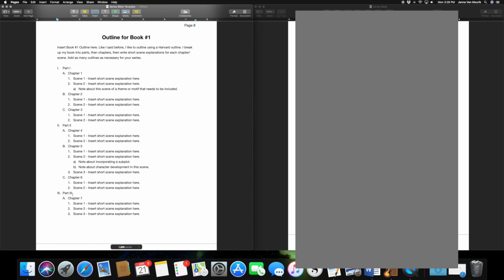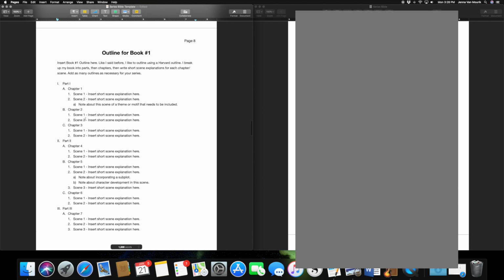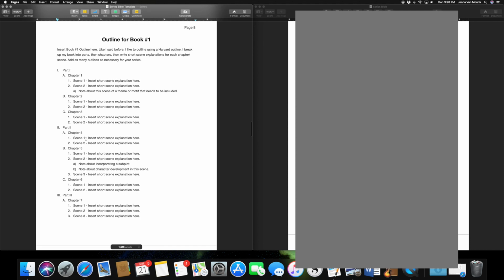Here I only have 7 chapters, but you can add as many chapters as you need, obviously. And then for each chapter, I would add in a 1-sentence summary for that chapter. I'm not going to do that today, obviously, because this is just a template, like I said, but that is what I would advise you to do. And then what I like to do is add in a sub-point to that chapter and make a point for each scene, again with 1-sentence summaries of what happens in each scene.